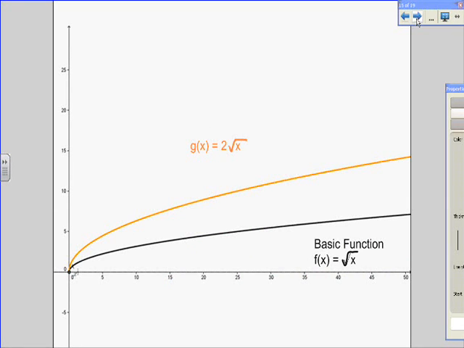If we have a value of a out in front of our root sign, what we see happening here, our basic function again is in black, and the orange represents the modified function where we have 2 out in front. So we can see that we have been stretched vertically for this function.